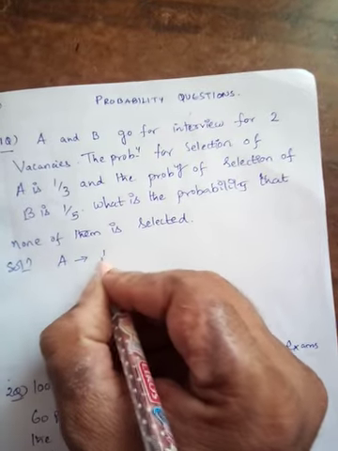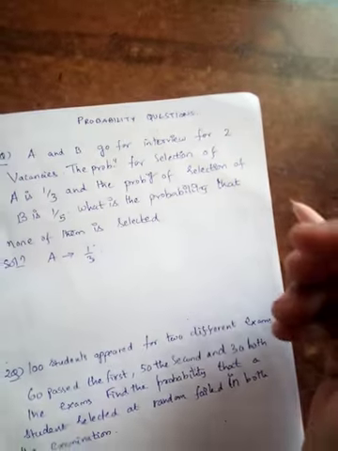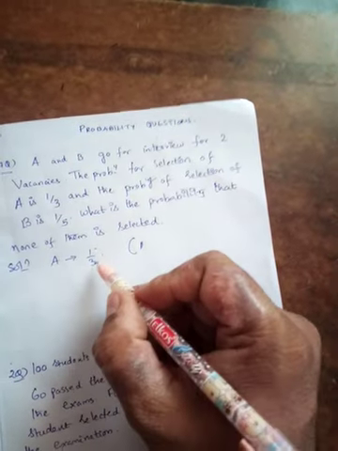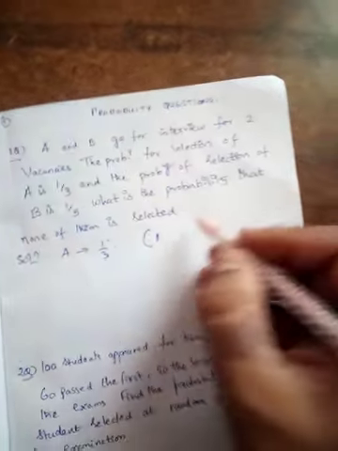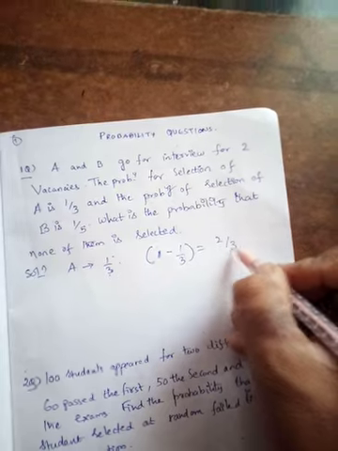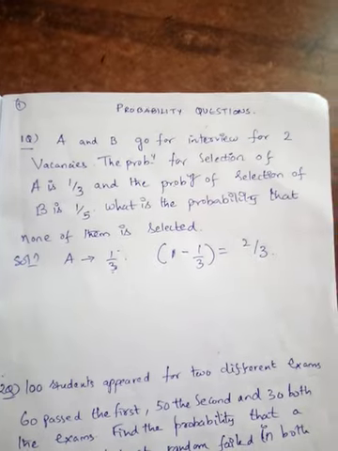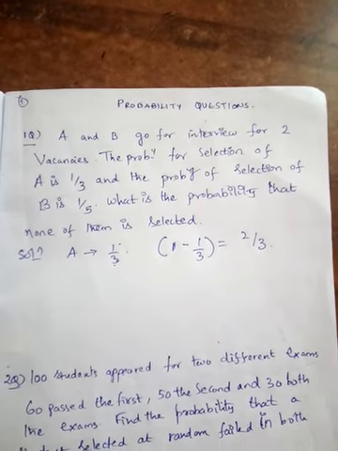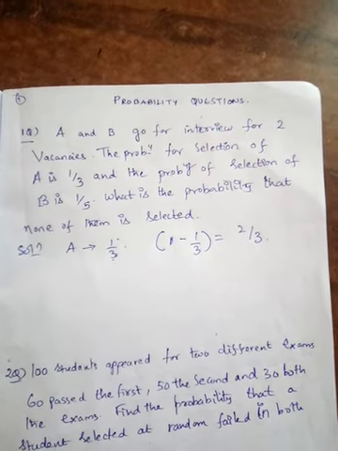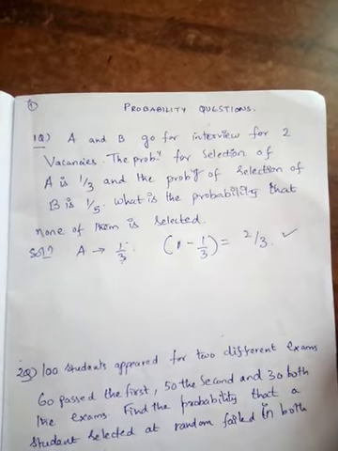A to get selected is probability 1 by 3. That means out of 3 chances there is one chance for A to get selected. For A not getting selected, if total probability is 1, and 1 by 3 is the probability of getting selected, then the probability of not getting selected is 1 minus 1 by 3, that is nothing but 2 by 3. 1 is the total probability, 1 by 3 is the probability of selection of A. We need the probability of non-selection of A. That is 1 minus 1 by 3, that is 2 by 3.